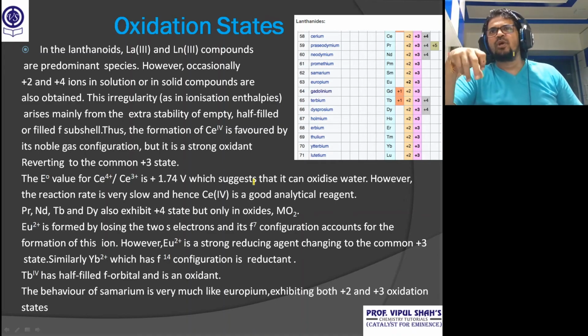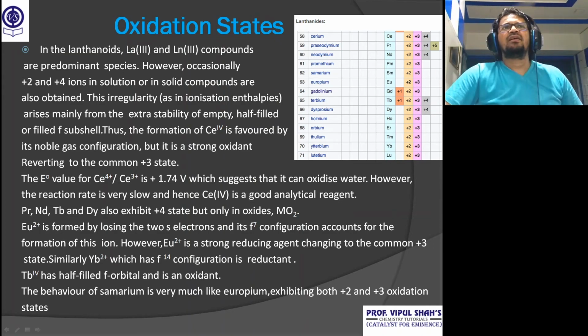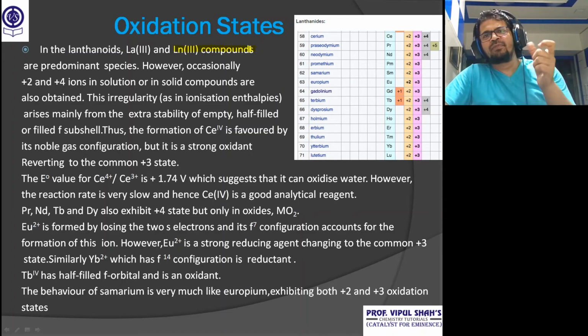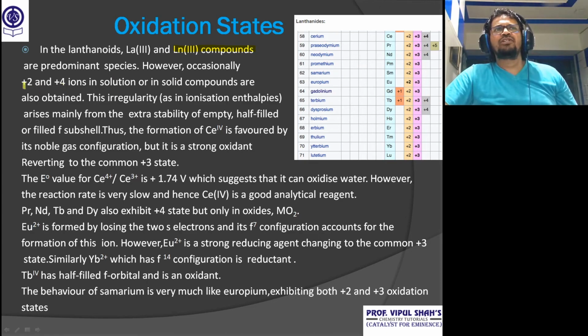In some cases we also have +5, basically in some of its complexes. Otherwise the +1 and +5 are mainly with respect to the complexes. Otherwise mainly it's 2, 3 and 4. That's how it goes. So see what this part says. We call these lanthanide compounds Ln3+ compounds. Ln is what we call a prototype, a short form for all lanthanide elements. Occasionally they show 2 other states, +2 and +4. In +2 they are reducing agents, in +4 oxidizing agents.